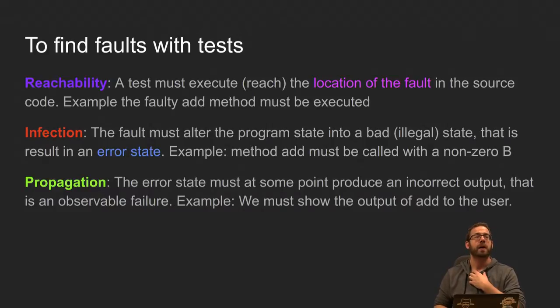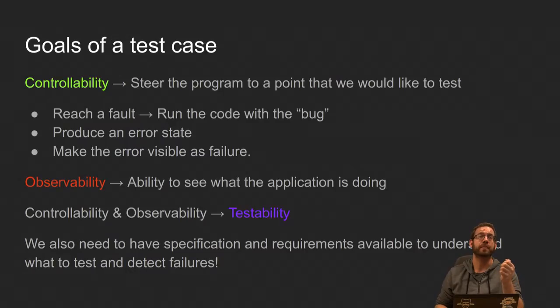Then, finally, in order to find the fault, the error state needs to propagate to the surface where someone can observe it. So it must produce an incorrect output that is observable, an observable failure. In this case, we must show the output of the add method to the user, so that the user, or the tester, can observe this.